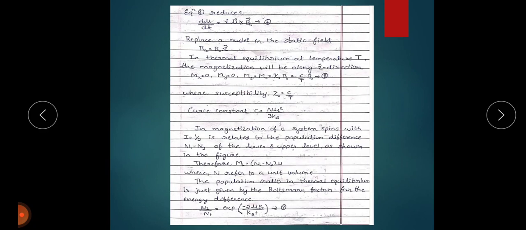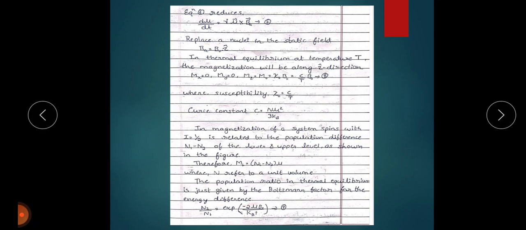In magnetization of the system, with spin taken as plus or minus half, which leads to the population difference between the lower and upper level, which is already shown. Therefore, Mz is equal to (N1 minus N2) times mu, where N refers to the number per unit volume.